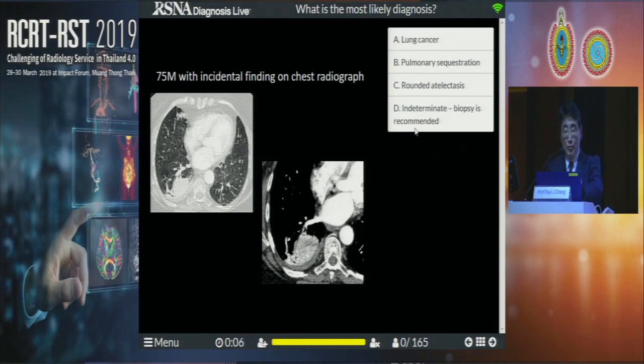75-year-old male. Now, we're going to go really quick here because we only have a few minutes. 75-year-old male with incidental finding on the chest radiograph. What is the most likely diagnosis?